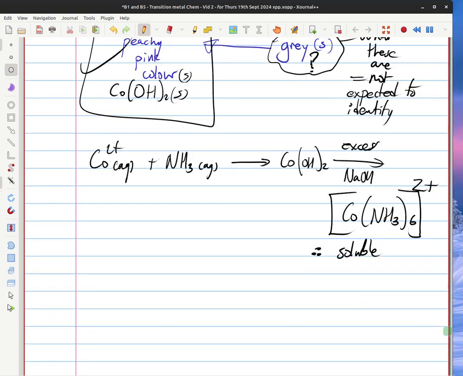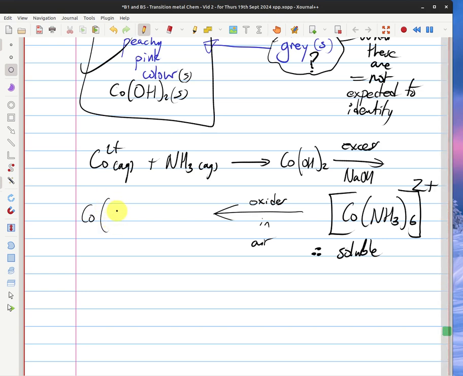And over time, this actually does what we call aerial oxidation. And this cobalt compound becomes Co(NH3)6. It looks the same, but the charge goes to a 3+. So this is over time. And again, it's charged, so it will be soluble.